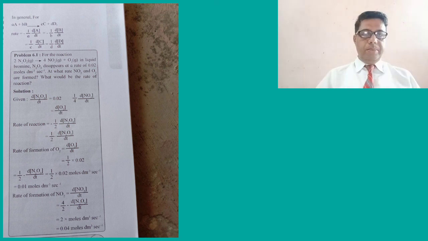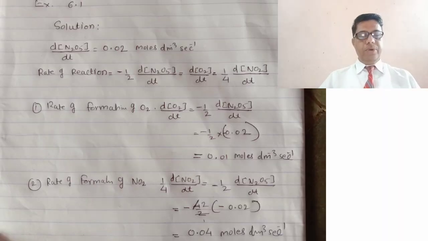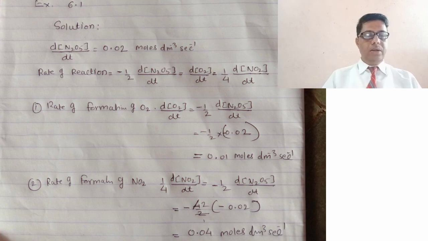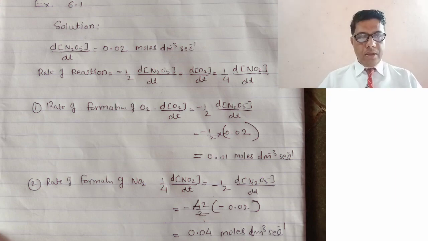So students, see the example. What is the given example? Problem number 6.1. Here the reaction is given: 2 moles of N2O5 gas gives 4 moles of NO2 gas plus 1 mole of O2 gas in liquid bromine. Here the disappearance of N2O5 is given at a rate of 0.02 moles per cubic decimeter per second, and we have to calculate the rate of formation of NO2 and O2 and the total rate of reaction. So students, carefully listen.